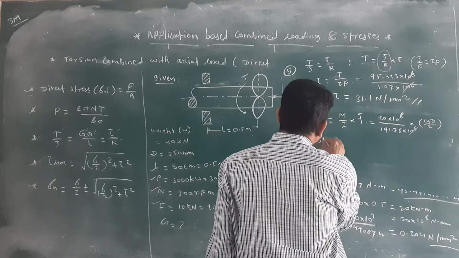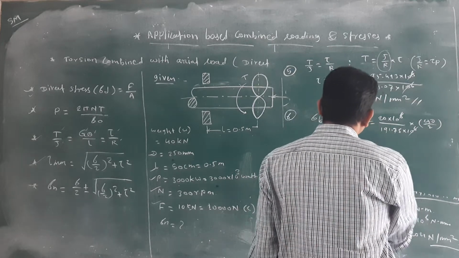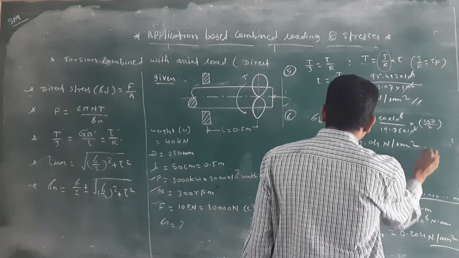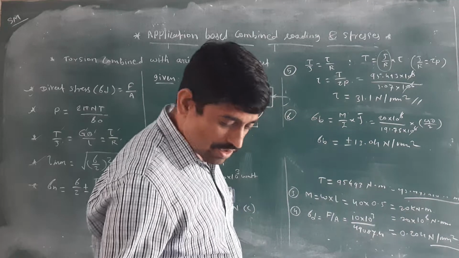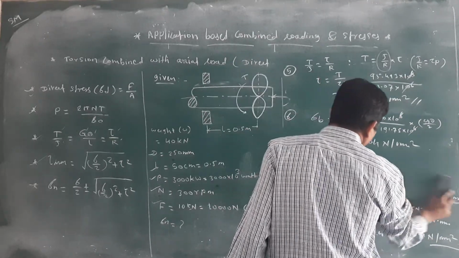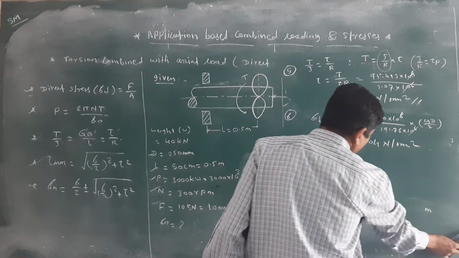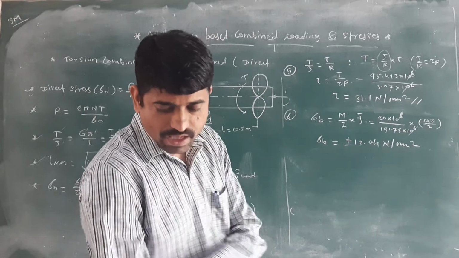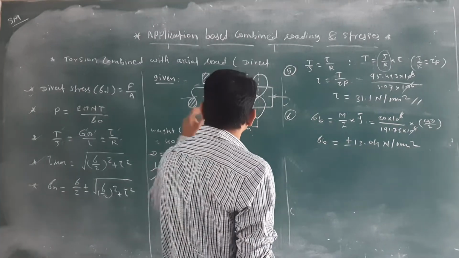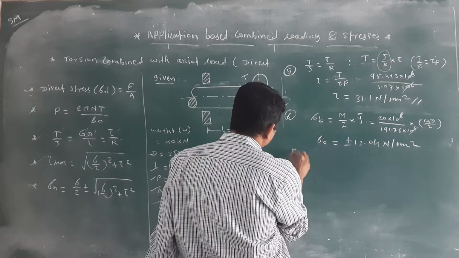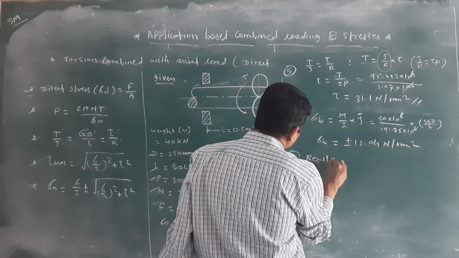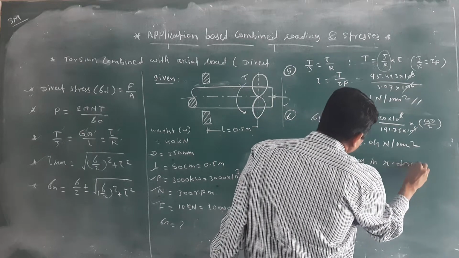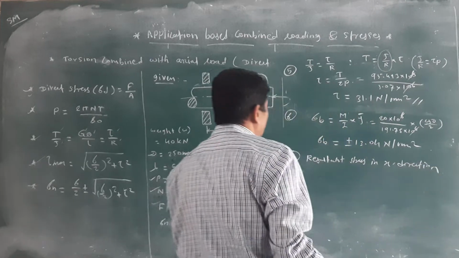If we calculate this sigma b, you will get plus or minus 30.04 Newton per mm square. We don't know exactly whether the nature of that bending is tensile or compressive. That's why I have written plus or minus for this bending stress. Then after that we want to calculate the resultant stress. We calculate only the resultant stress in x direction.